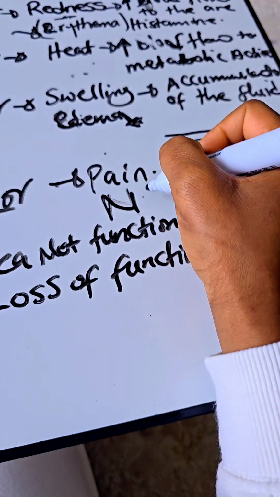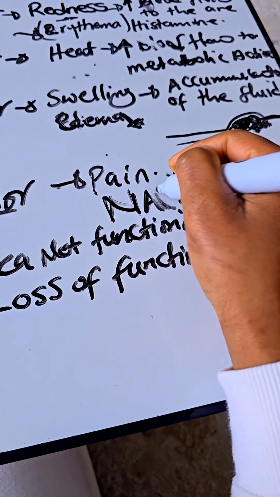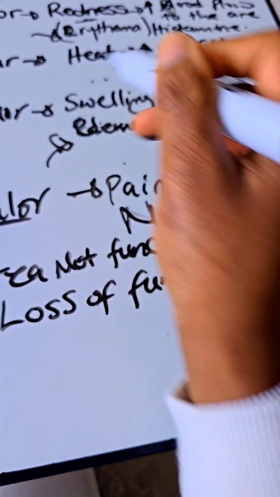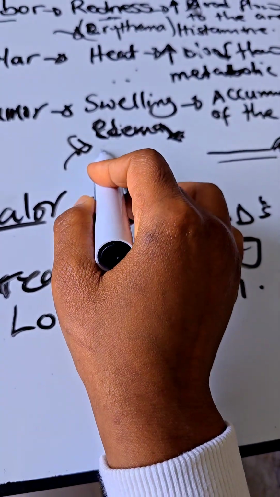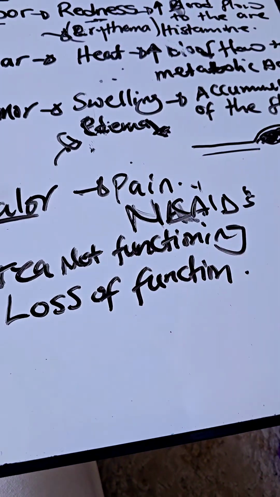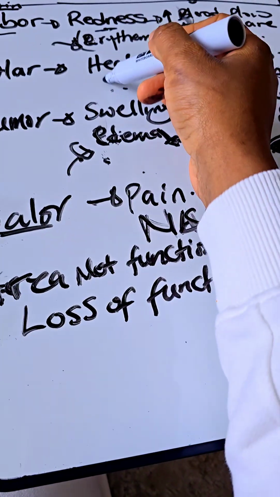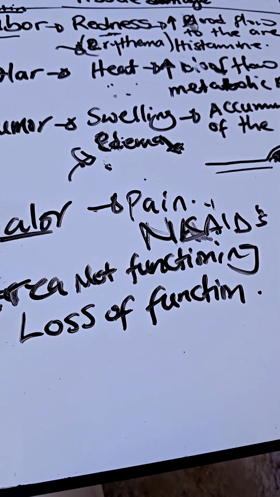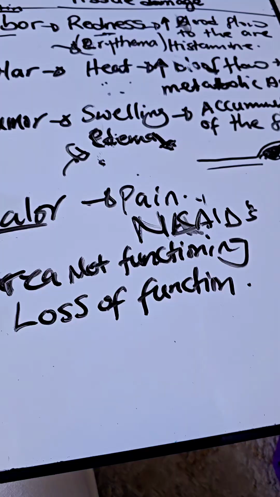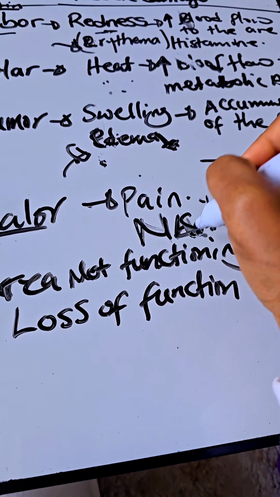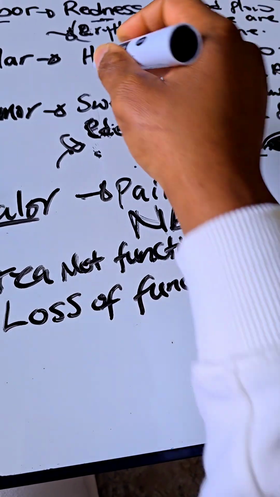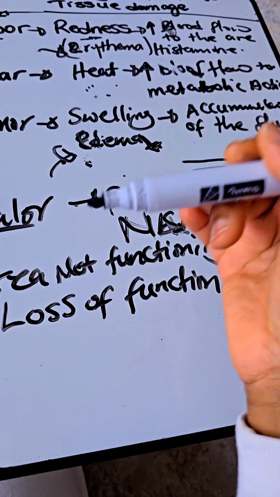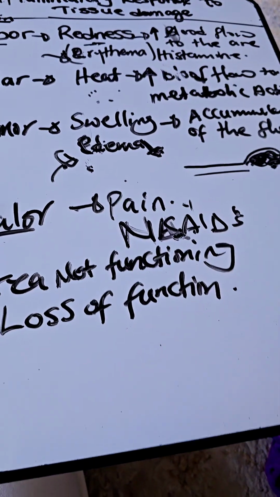This is where you will escalate for the patient to get NSAIDs, and for the swelling, at this point you will have to elevate the affected area. And then for the heat, just open windows, take excess clothing off the patient, and let them get some fresh air. Some of the NSAIDs will also cover that temperature. And then for the redness, if you elevate it, that area will reduce in redness.